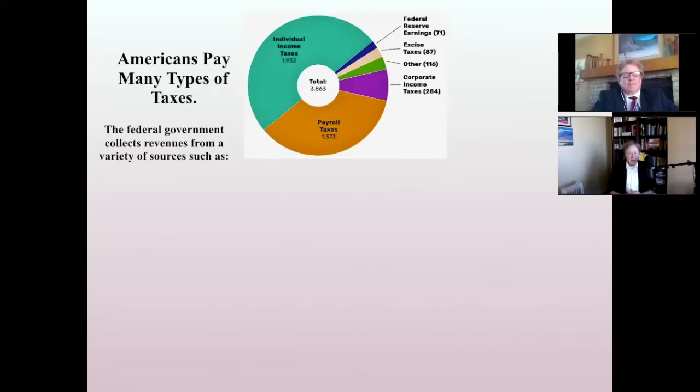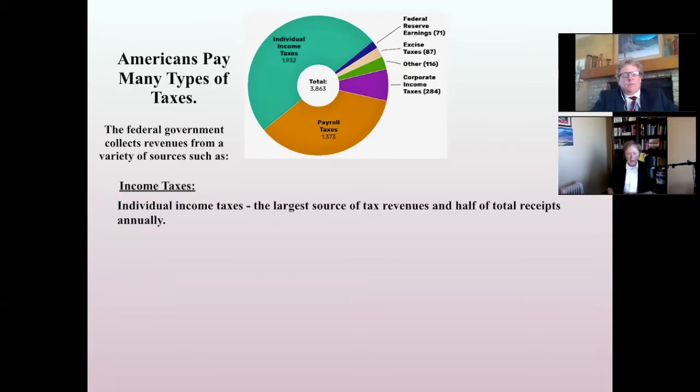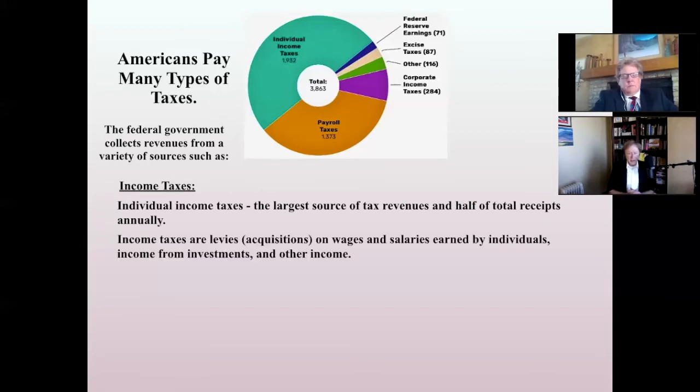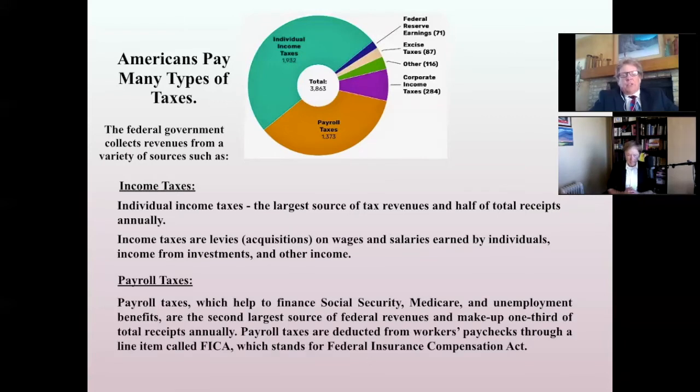The federal government collects revenues from a variety of sources, such as individual income taxes. This is the largest source of tax revenues and half of total receipts annually. Income taxes are levies on wages and salaries earned by individuals, income from investments, and other income. Payroll taxes, which help to finance Social Security, Medicare, and unemployment benefits, are the second largest source of federal revenues and make up 1/3 of total receipts annually.